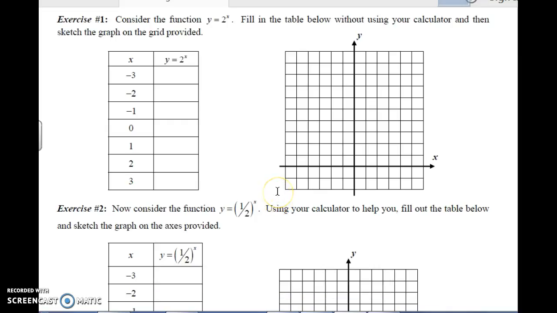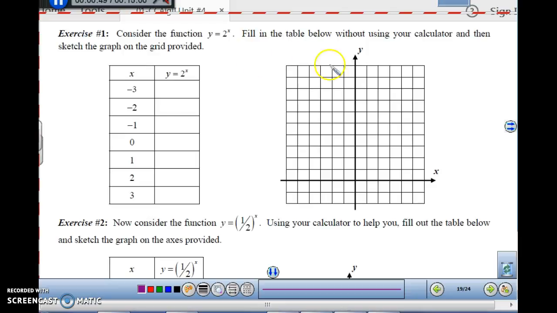Let's consider the function y equals 2 to the x. Let's fill in the table without using your calculator and then sketch the graph. If x is negative 3, this would be 2 to the negative 3. How do you rewrite 2 to the negative 3 as a positive exponent? It would be 1 over 2 to the third, which is 1/8. What's 2 to the negative 2? It's 1 over 2 squared, which is 1/4. What's 2 to the negative 1? It would be 1/2.